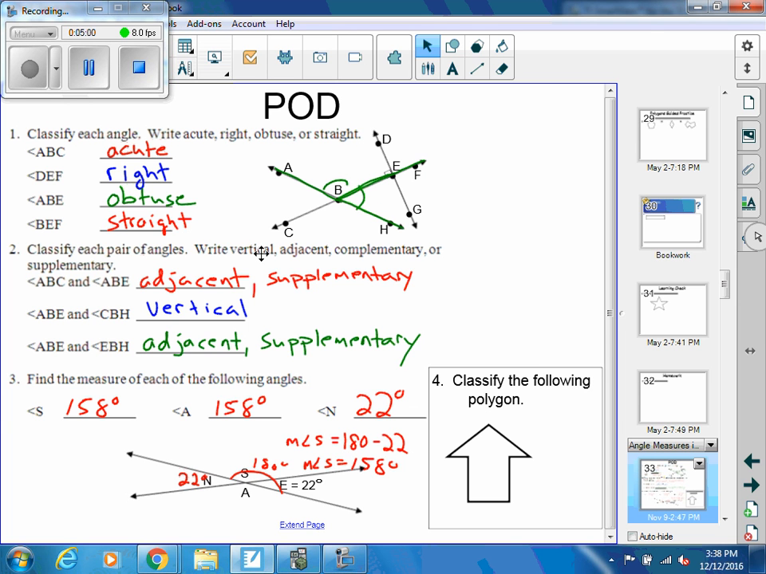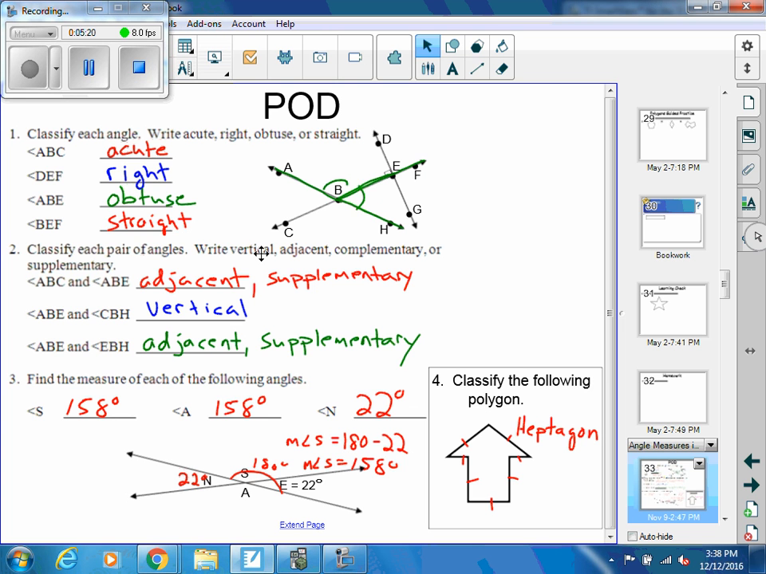And last but not least there, number 4, count the sides here. We got 1, 2, 3, 4, 5, 6, 7 sides. That makes this a heptagon. Okay, so double check those, make sure you got them.